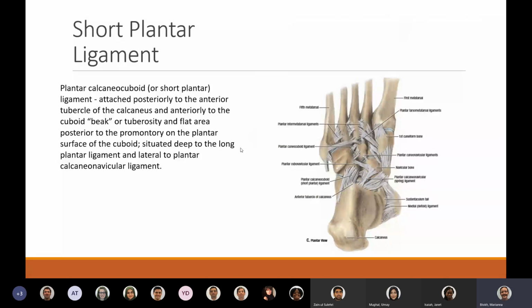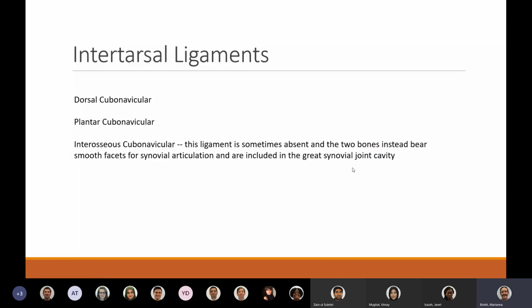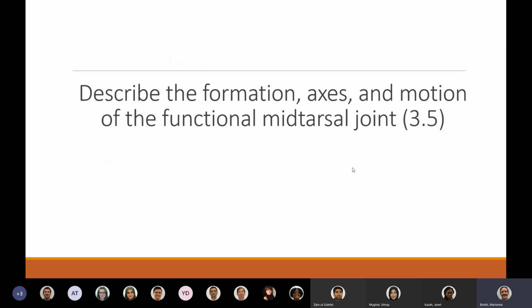Something to note, this is directly out of Dr. Dickey's stuff. Short plantar ligament. This is a good picture of it. Okay. So it basically goes from the anterior tubercle of the calcaneus. It goes anterior and attaches to the cuboid at the cuboid beak or the cuboid tuberosity. Okay. Intertarsal ligaments, we don't really identify them in surgery, just be aware that they exist. Intertarsal ligaments are ligaments between the tarsal bones. Okay.